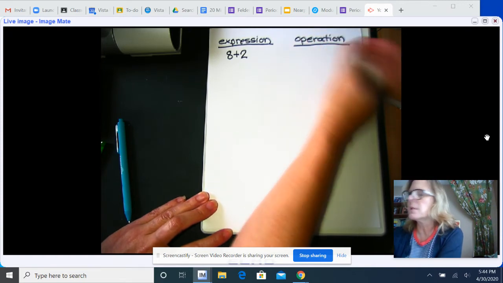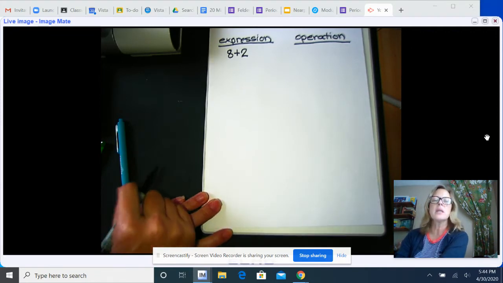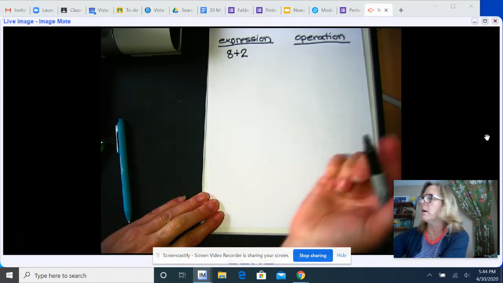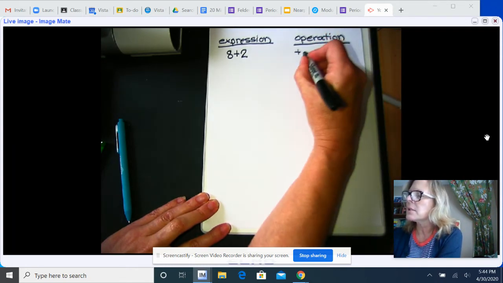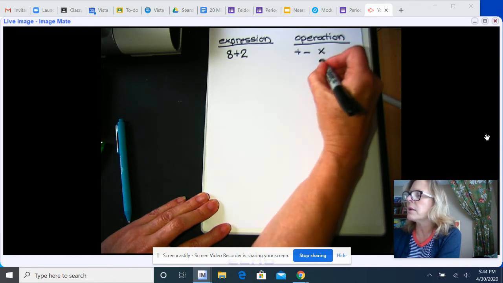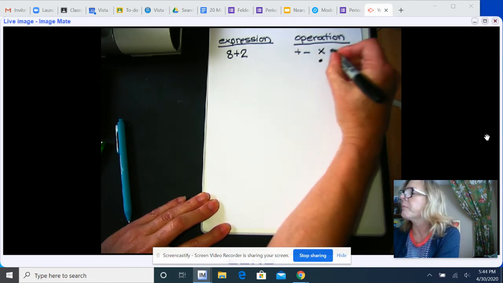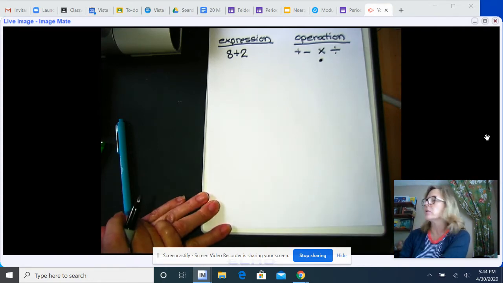Well, guess what? This isn't going to the hospital. This is a mathematical operation, and it means something that you do that changes the value of numbers. So it could be adding, subtracting, and could be multiplying, which can be written as a dot even, or dividing. Those are all operations that we do on numbers and they change what they are.